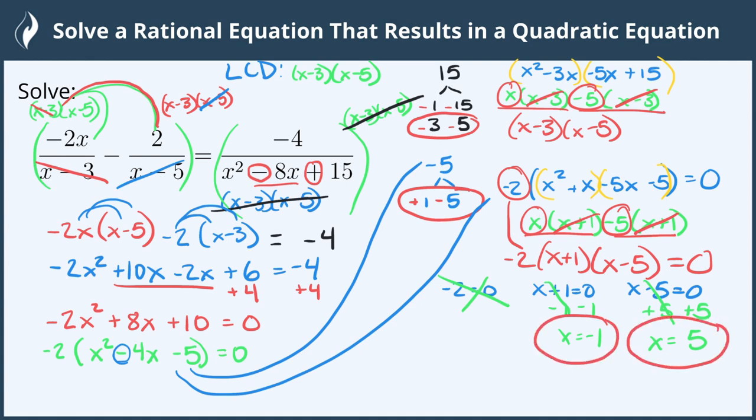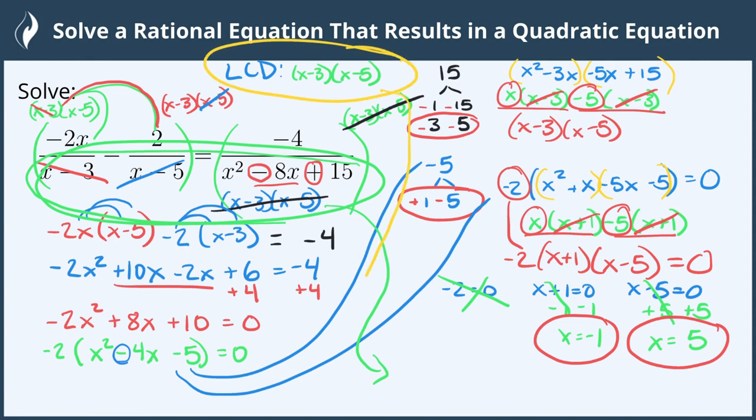However, because this was a rational equation, we do need to verify that neither of these solutions make our denominator 0 or undefined. So let's go back and look at what happens if we put in negative 1 into any of our factors. It's looking kind of messy, so I'm just going to take all of our denominator factors and bring them down to see if either of our answers will make them 0. They're even listed in the LCD, so let's just bring that down. We have x minus 3 and x minus 5.